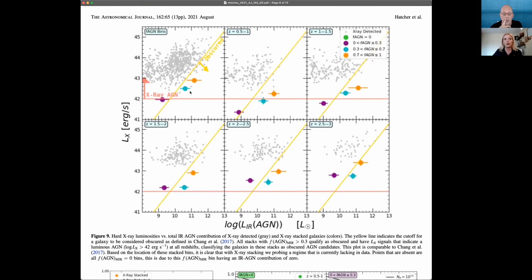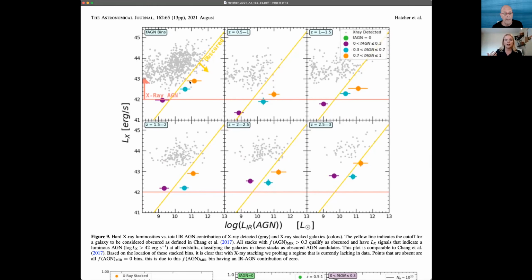Like all that white area is places we don't have data yet, and we're right on the edge of current COSMOS data, and we're kind of getting down to here with the X-ray stacking. So we're able to probe a regime that isn't currently probed with the current X-ray surveys because the detection limits are just so low. So you have to pull in the stacking to actually get those.